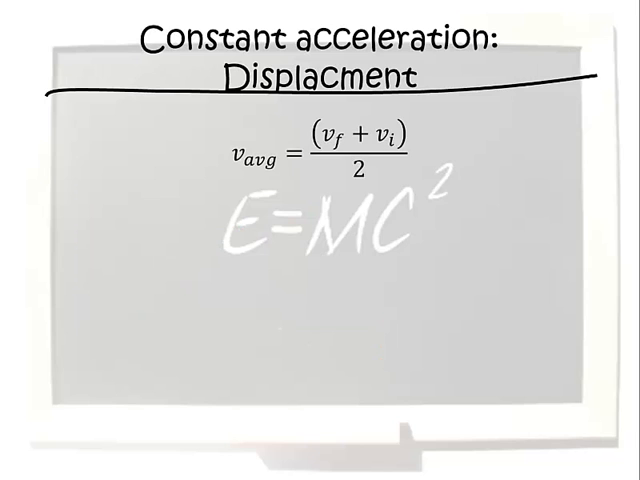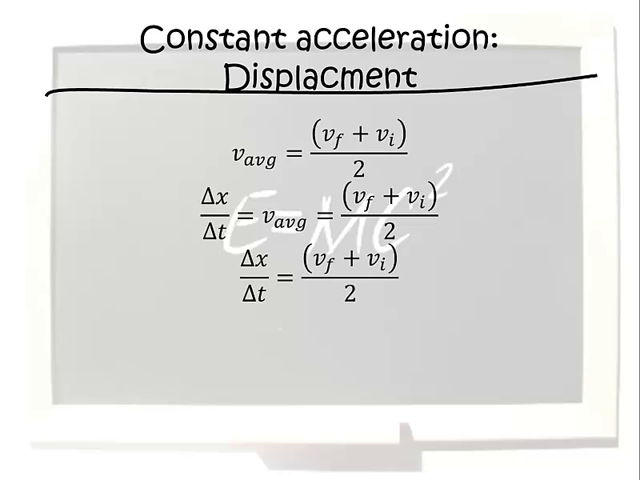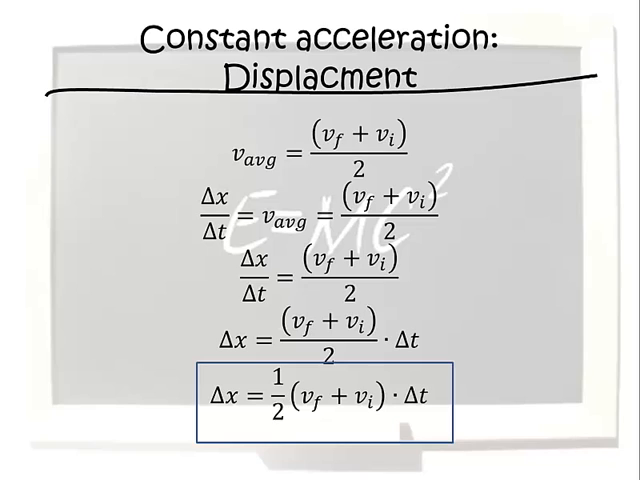We have also learned previously that the average velocity is equal to the displacement divided by the time. Since both of these values equal the average velocity, they must also equal each other as well. We can solve this equation for delta x by multiplying both sides by delta t. And then we can change the divide by 2 to multiplying by 1/2. That just gets it all on a single line. This is the first kinematic equation.